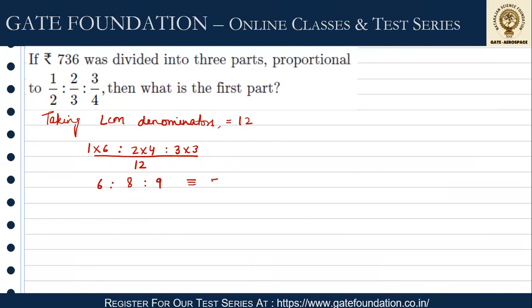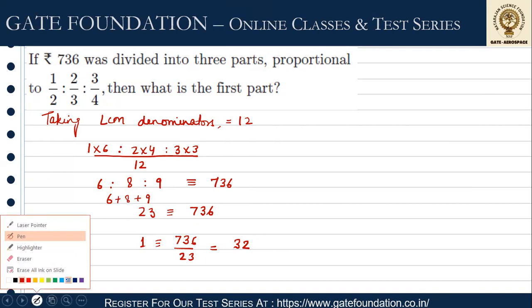Now this total is equivalent to 736. If I add them up, 9 and 8 is 17, 17 and 6 is 23. So the sum 6 plus 8 plus 9, that is 23 units, equals 736. If you find 1 unit, 1 unit will be equal to 736 by 23, which is 32.